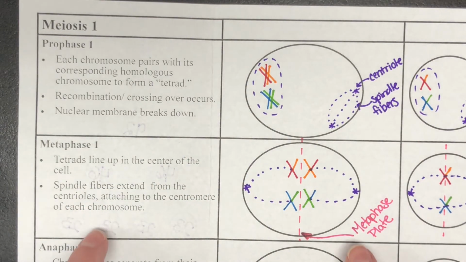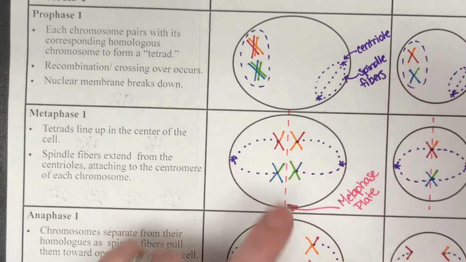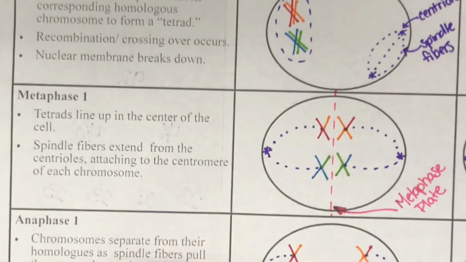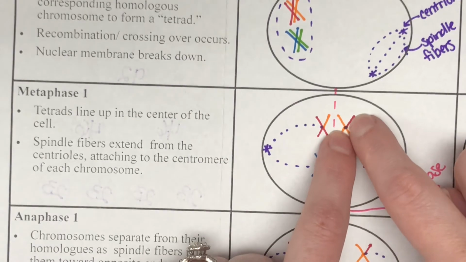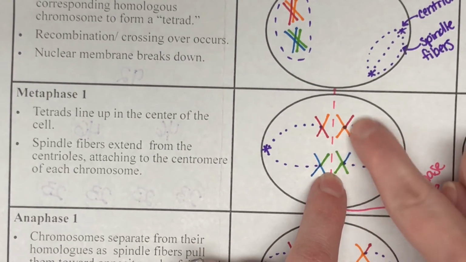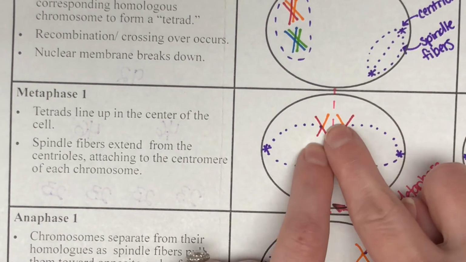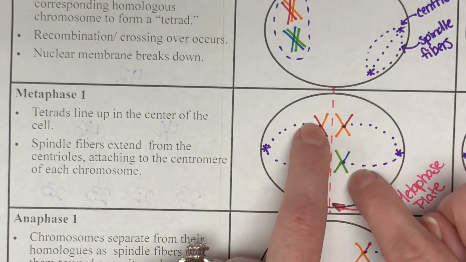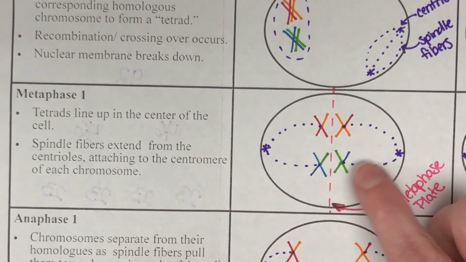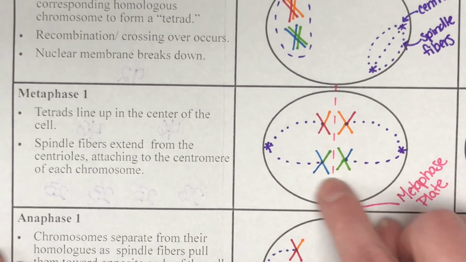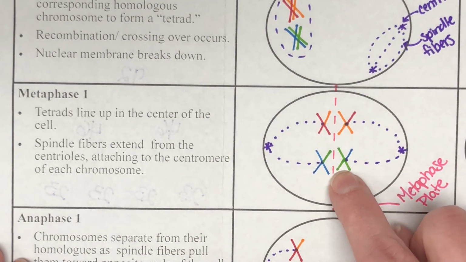Now, here we can really see where I have exchanged that genetic material, where I have 1 red arm on this mostly orange chromosome and 1 orange arm on this mostly red chromosome, and the same with these blue and green ones.